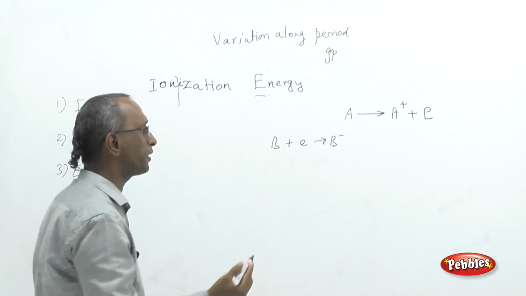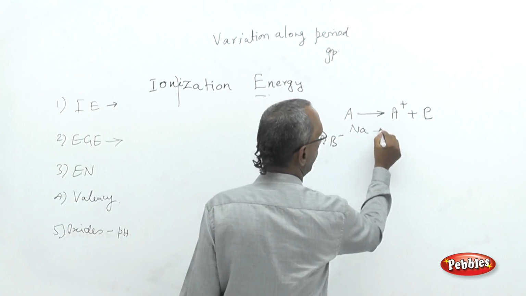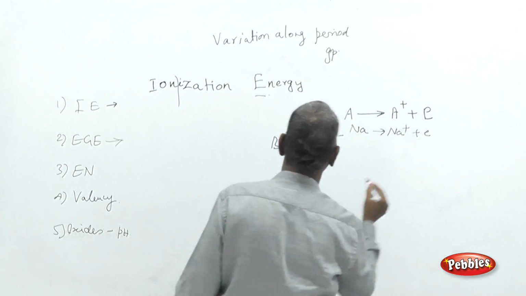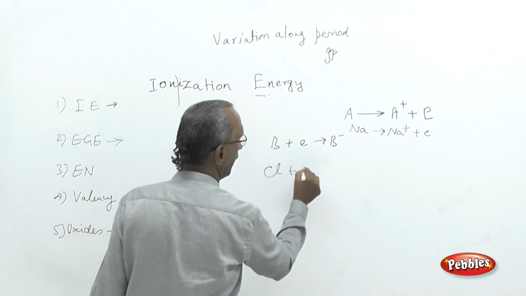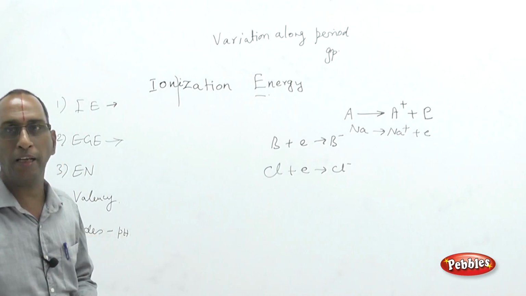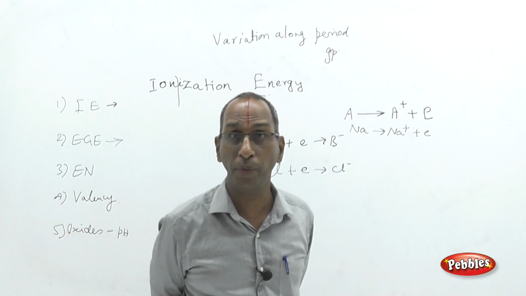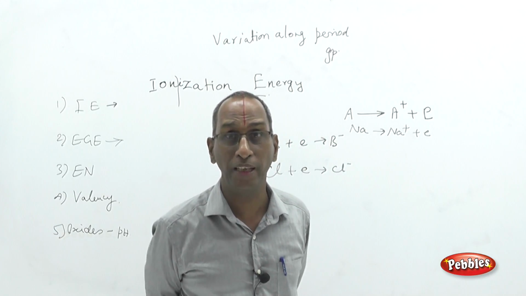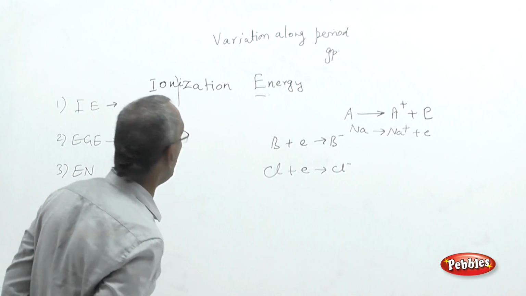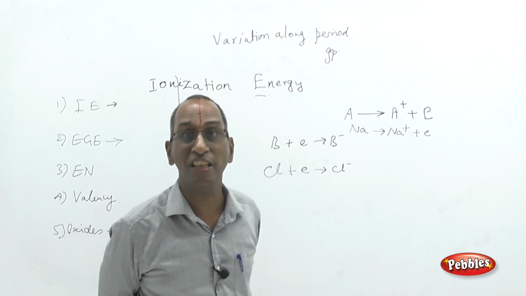You can illustrate with the example of sodium and chlorine. Sodium loses one electron and becomes sodium plus, or sodium ion. Whereas chlorine gains one electron, forming the chloride anion. So for cation formation, electrons must be lost. For anion formation, electrons must be gained. For the loss of electrons, some energy must always be spent. That is why it is called ionization energy.